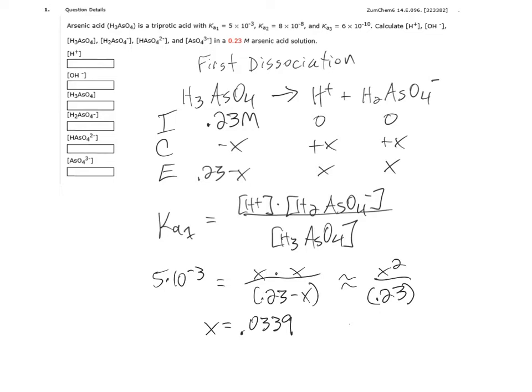If we're below 5%, then we were okay to make that mathematical assumption. If we're above 5%, then we've got to go back and redo that equation with the solver feature. To calculate percent dissociation, we take the value of the hydrogen ion concentration at equilibrium, which is simply x, all over the initial acid concentration.